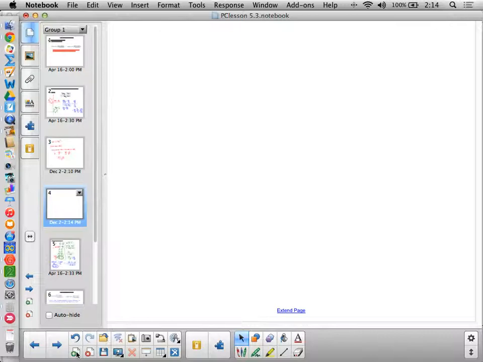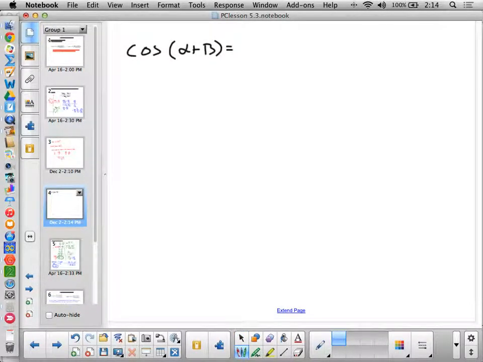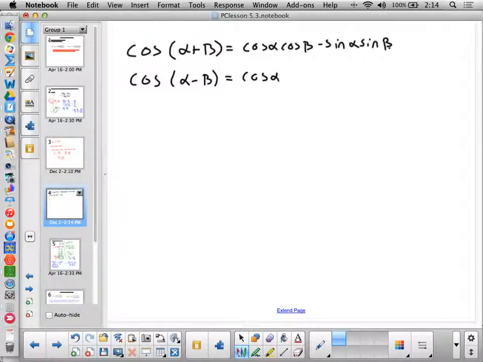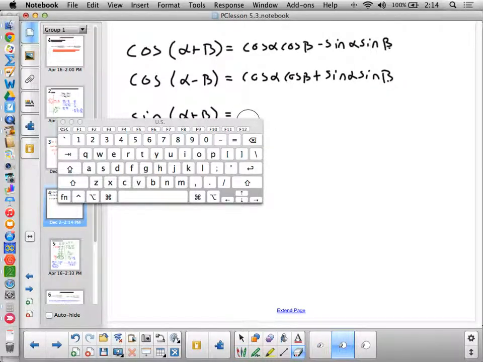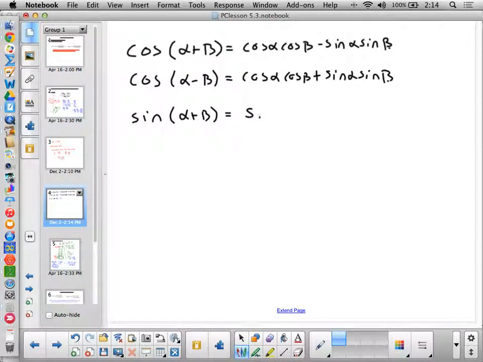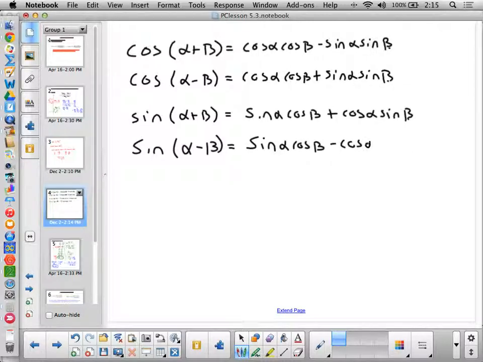Just very quickly, our formulas that we have again. Cosine of alpha plus beta is cos alpha cos beta minus sine alpha sine beta. Cosine of alpha minus beta is cos alpha cos beta plus sine alpha sine beta. Sine of alpha plus beta is, whoops, didn't mean that. Sine alpha cos beta plus cos alpha sine beta. Getting ahead of myself. Sine of alpha minus beta is sine alpha cos beta minus cos alpha sine beta.